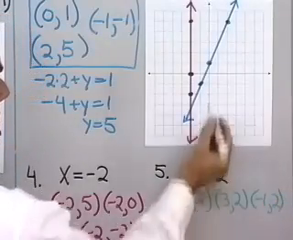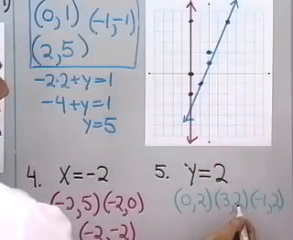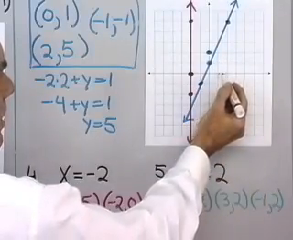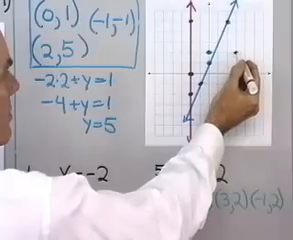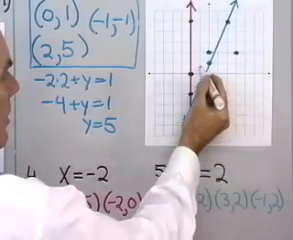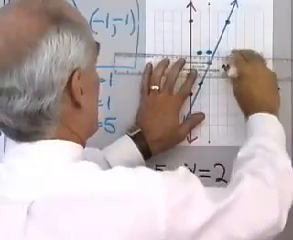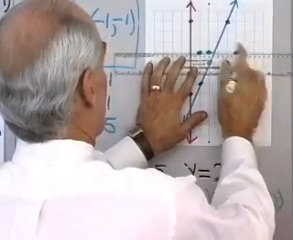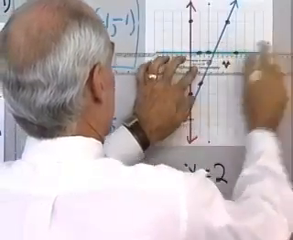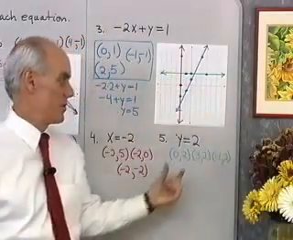So 0, 2, that's x equals 0, y equal 2. That's that point. X equal 3, y equal 2, that's x equal 1, 2, 3, y is equal to 2. And then x equal negative 1, y is equal to 2. You can see that those 3 points lie in a horizontal line. Draw a line between them, and that's the graph of the equation y equal 2.